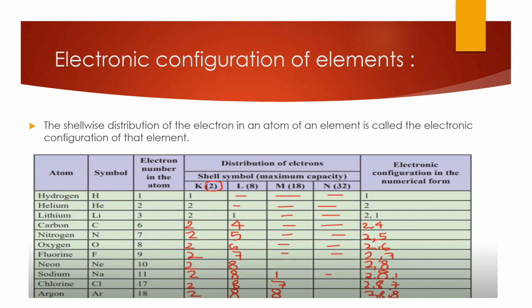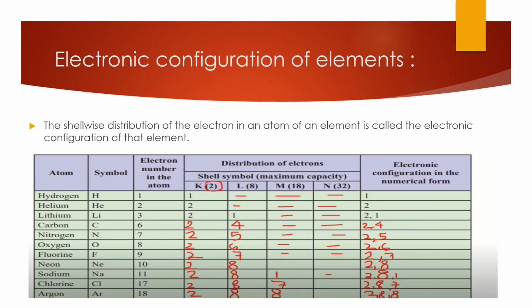Students, you also try to understand this and try to complete the table given in your textbook on page number 33 and write the distribution of the electrons in the K, L, M and N shells.